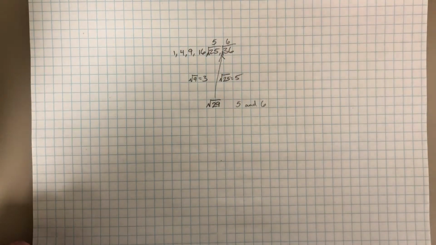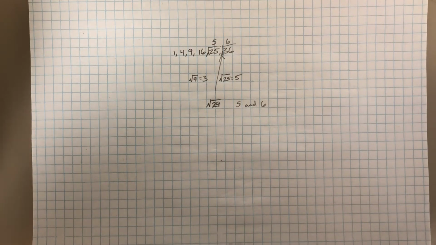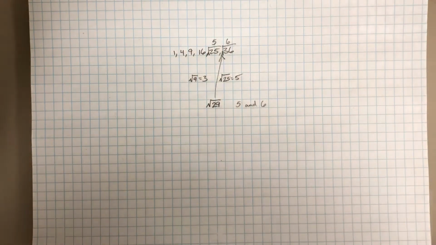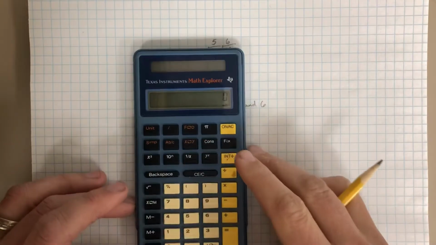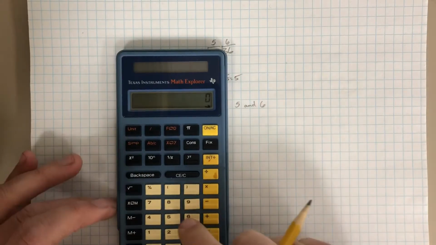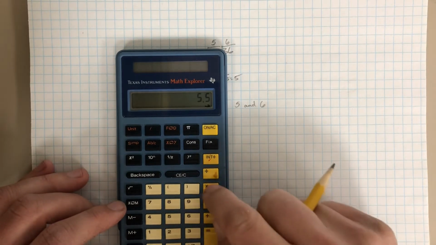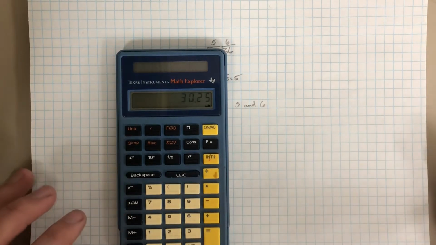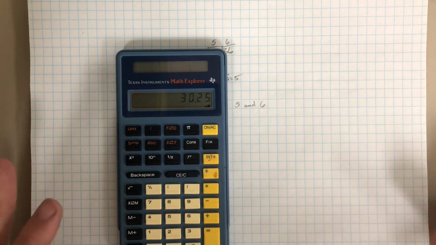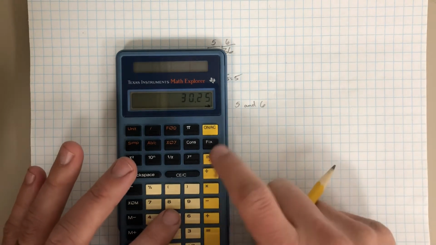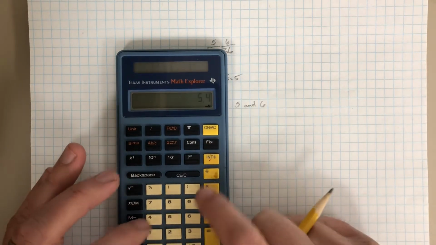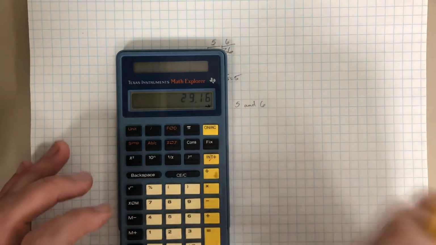Okay? Now, if we want to get even closer to that, if we want to refine that even more, we can refine that by finding a decimal number or a fraction that's closer to the square root of 29. So, for instance, what if we said, we know it's between 5 and 6, so let's try 5.5. 5.5 times 5.5 is 30.25. Okay, that's a little too large. So let's try something else. Let's go with 5.4 times 5.4. Okay, now we're getting closer.